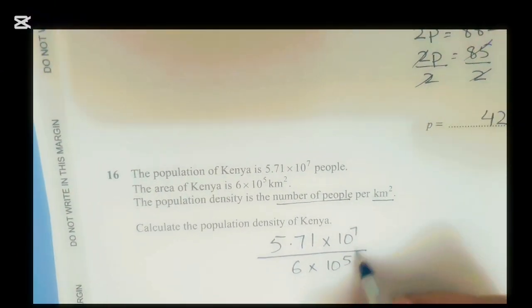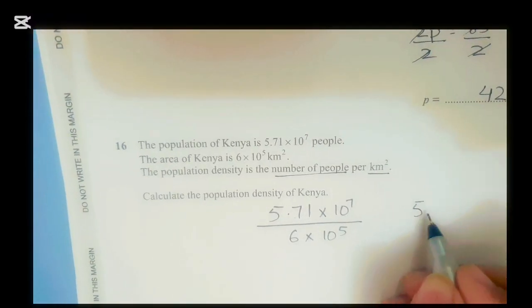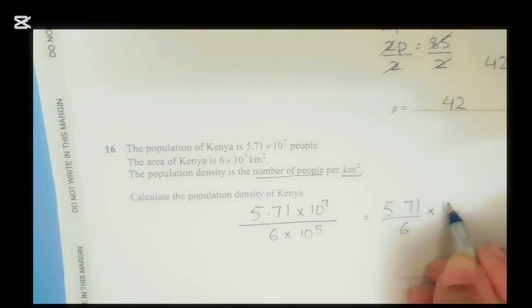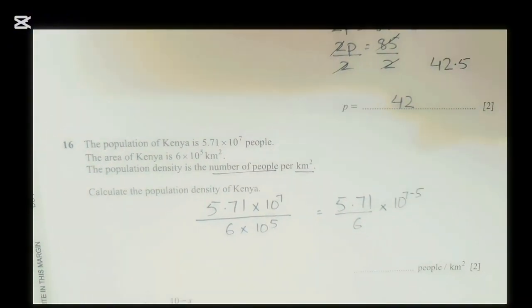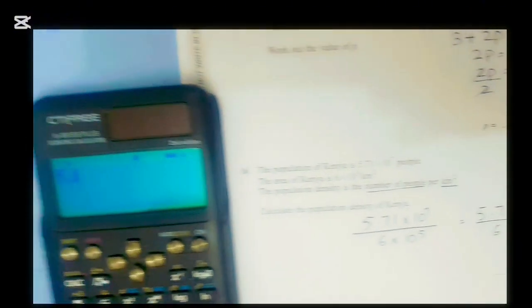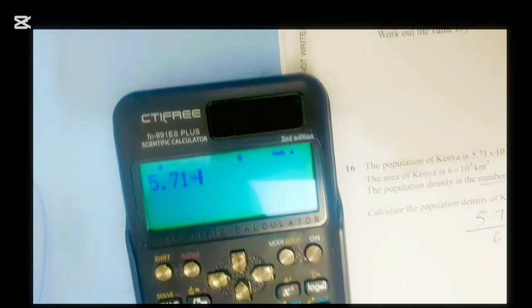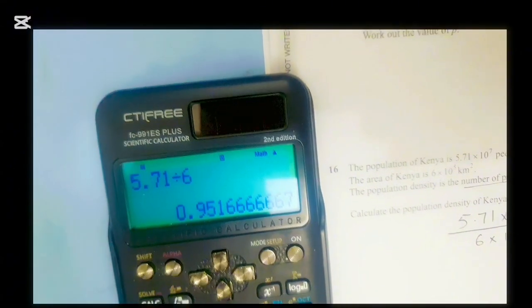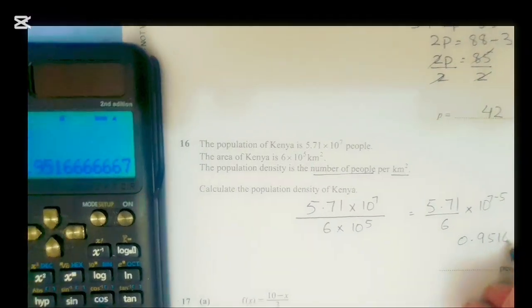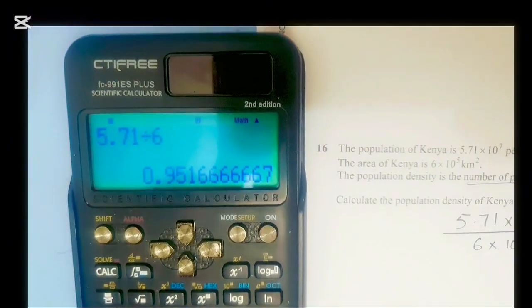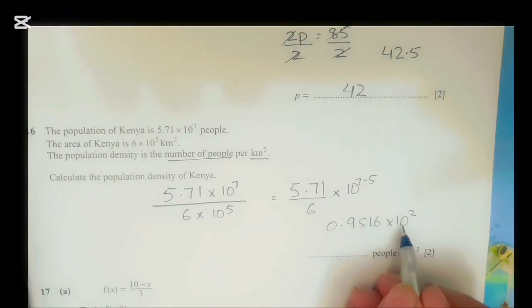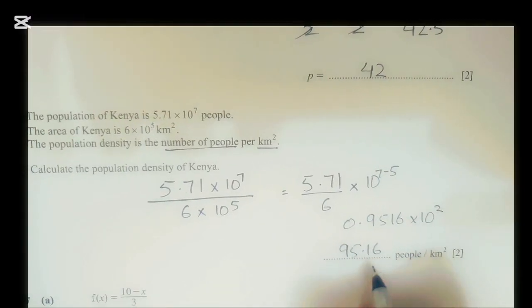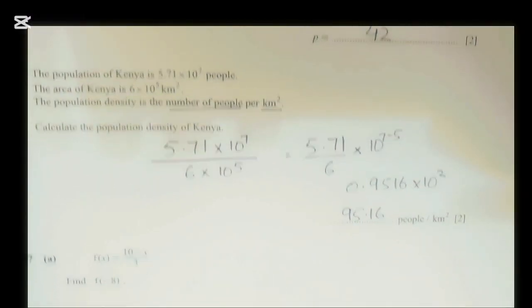Okay, you know that we can subtract these two powers, so I am separating it: 5.71 divided by 6 times 10 power 7 minus 5. So I am using the calculator. 5.71 divided by 6 is equal to 0.9516 times 10 power 2, because 7 minus 5 is 2, and 2 means we have to shift 2 places down, so it would be 95.16 people per kilometer square.